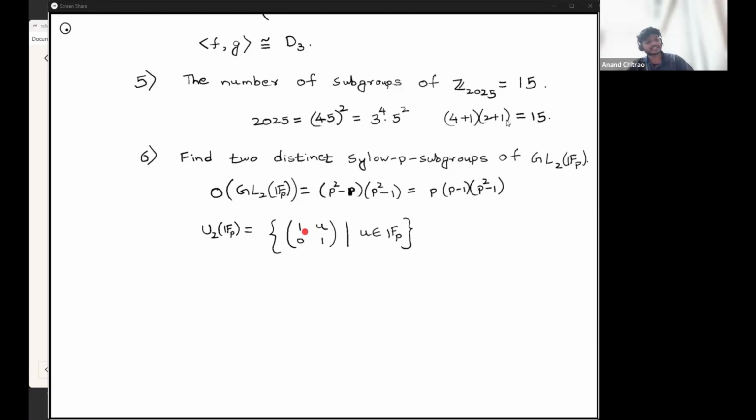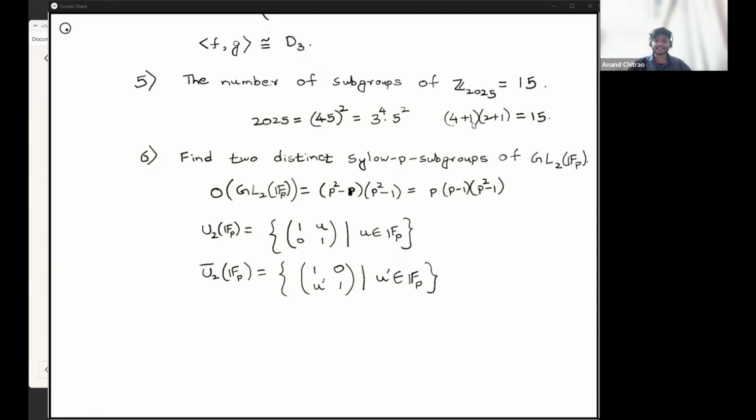So I took upper triangular matrices over here, right? So what else can you take? Yes, lower triangular matrices with diagonal 1. That's denoted by U2 bar (Fp), which is the set of all 1, 0, u', 1, such that u' is in Fp. Both of these are Sylow p-subgroups of GL2(Fp).